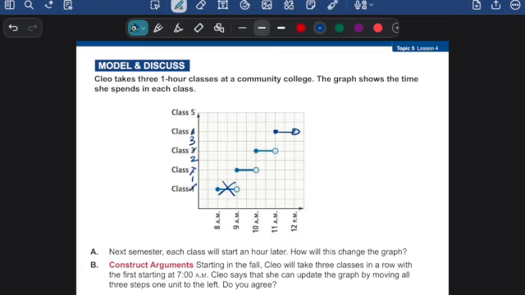Part B, starting in the fall, Cleo will take 3 classes in a row, with the first starting at 7 a.m. She says we can update the graph by moving all 3 steps of the function 1 unit to the left. So 1 step to the left, is that going to be right? Well, no, she's thinking 1 hour, but if we're looking at the intervals, each square is worth 30 minutes. So she's going to need to move it over 2. So this one would need to start over there, and this one would need to start over here, and this would need to move over 2 units.